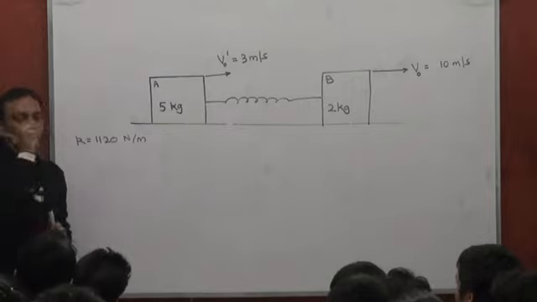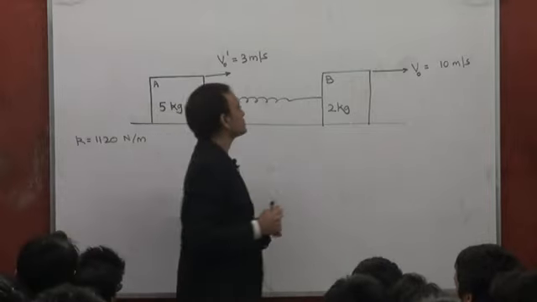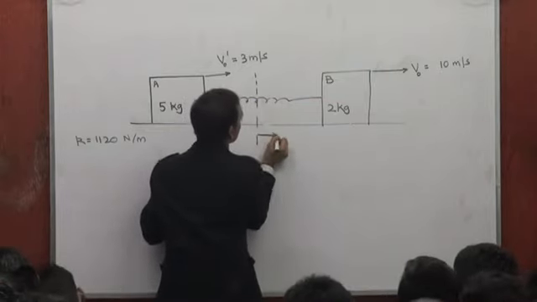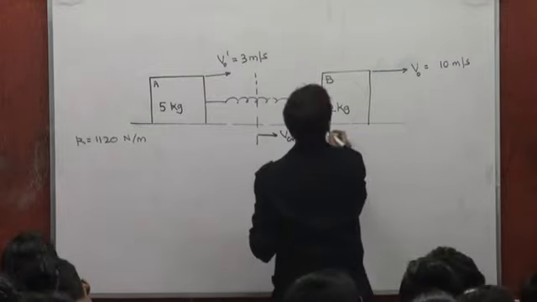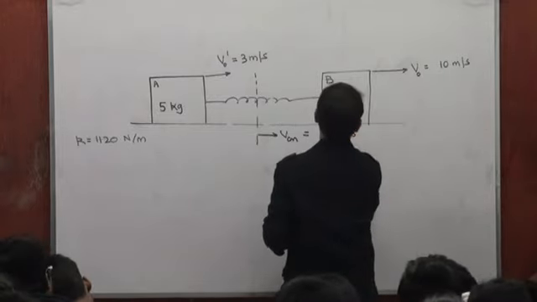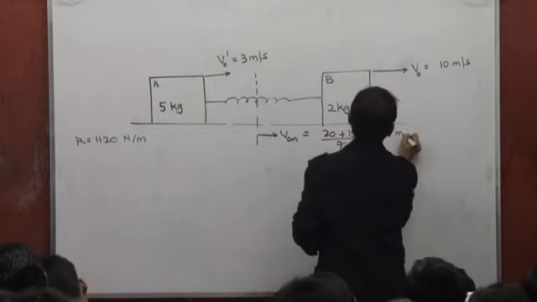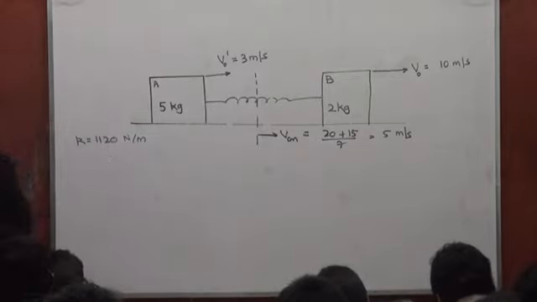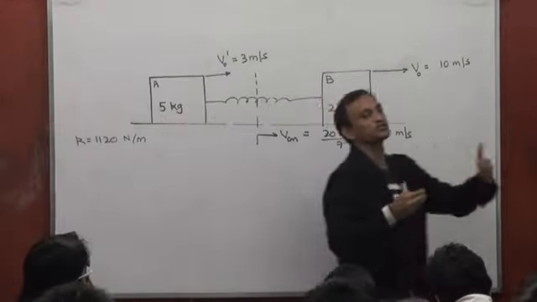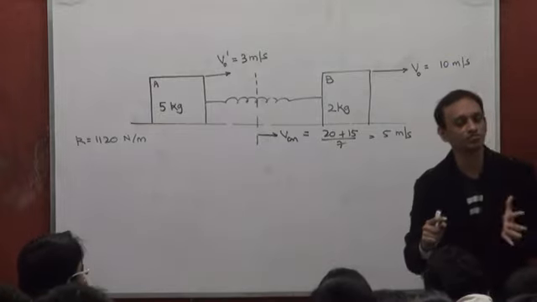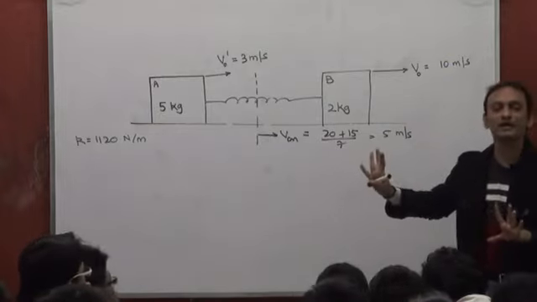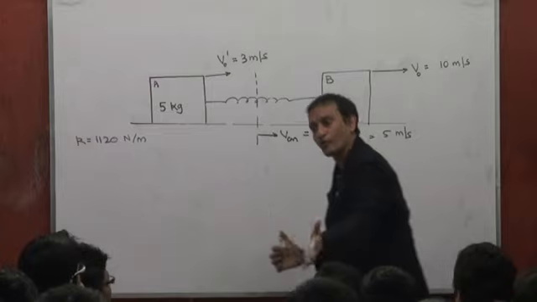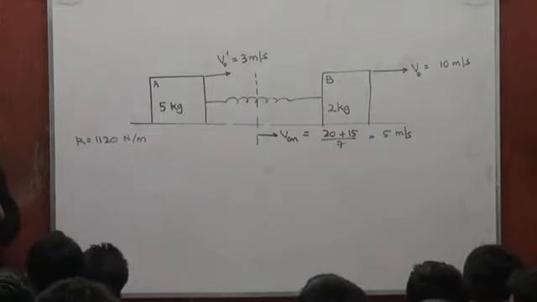So, which means what? Let's say at an instant, first of all, what's the velocity of the center of mass? Velocity of the center of mass is going to be 20 plus 15 divided by 7, which is 5 meters per second to the right. And it will remain 5 meters per second, even though the velocities of the two constituent masses will wax and wane. Why? Because there is no acceleration of the center of mass. Why is there no acceleration? Because there is no external force acting on the center of mass. Clear?